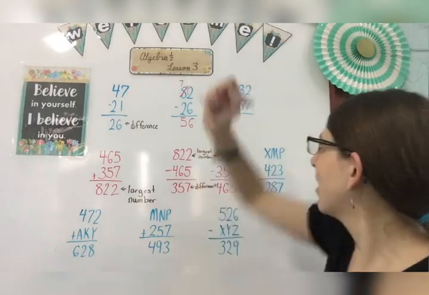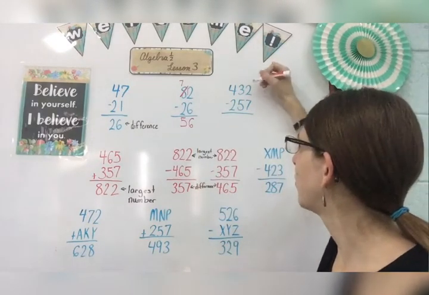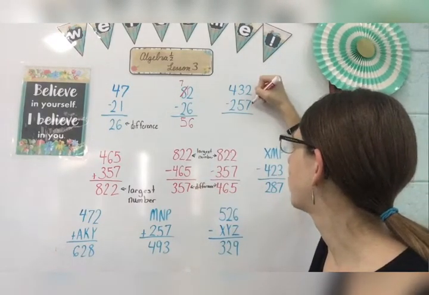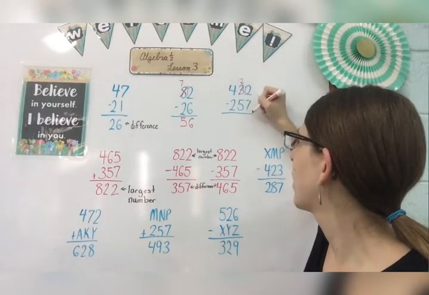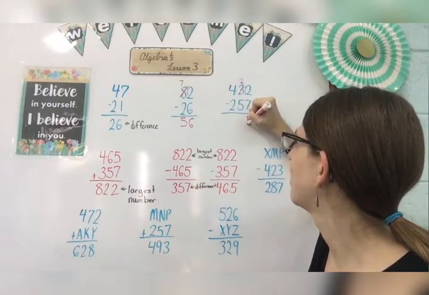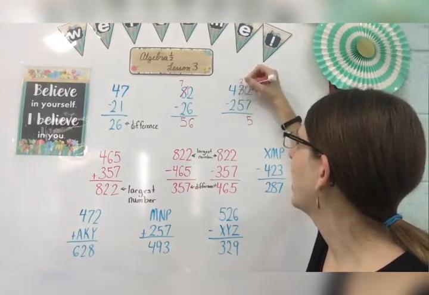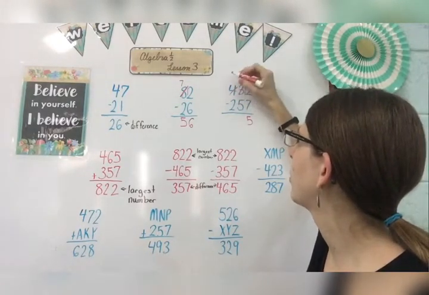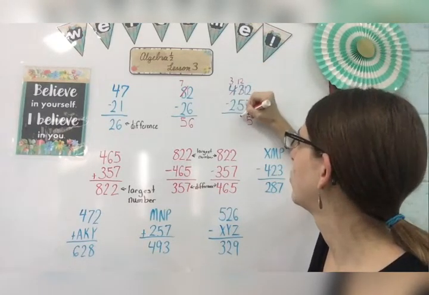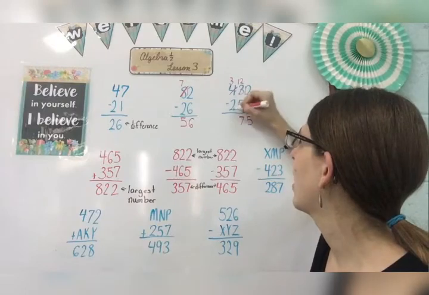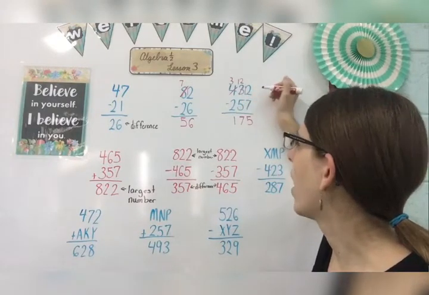All right, over here, 432 minus 257. Again, I can't subtract 7 from 2, so I borrow from that 3, leaving me with 2, bringing my 1 over here. 12 minus 7 is 5. Now I have to borrow again because I can't subtract 5 from 2, so I borrow from my 4, leaving me with 3. This becomes 12. 12 minus 5 is 7, and 3 minus 2 is 1.